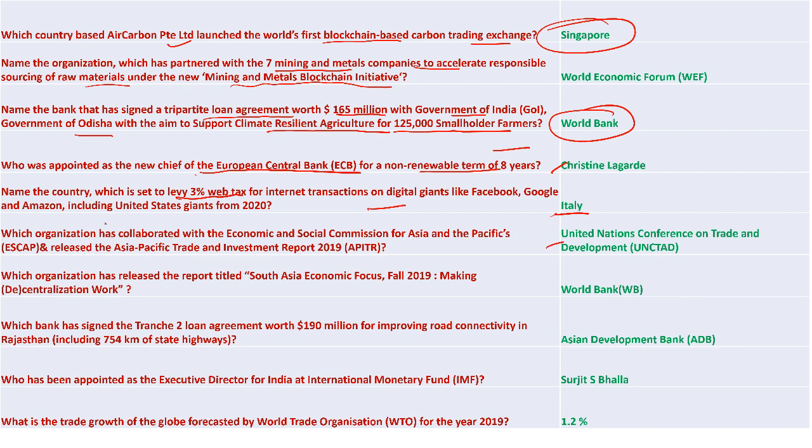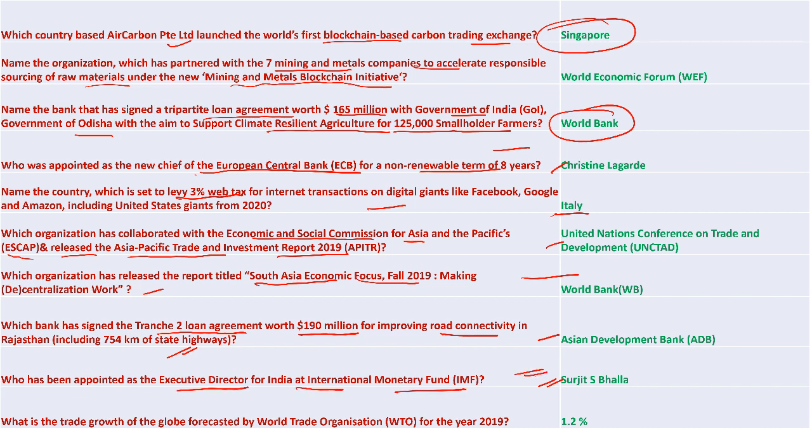UNCTAD is the organization that has collaborated with the Economic and Social Commission for Asia and Pacific, that's ESCAP, and released the Asia Pacific Trade and Investment Report. World Bank again is the organization which has the report titled South Asia Economic Focus Fall 2019, making decentralization work. Asian Development Bank has signed tranche of 2 loans worth 190 million for improving road connectivity in Rajasthan. Surjit S. Bhalla has been appointed as Executive Director of India at International Monetary Fund.